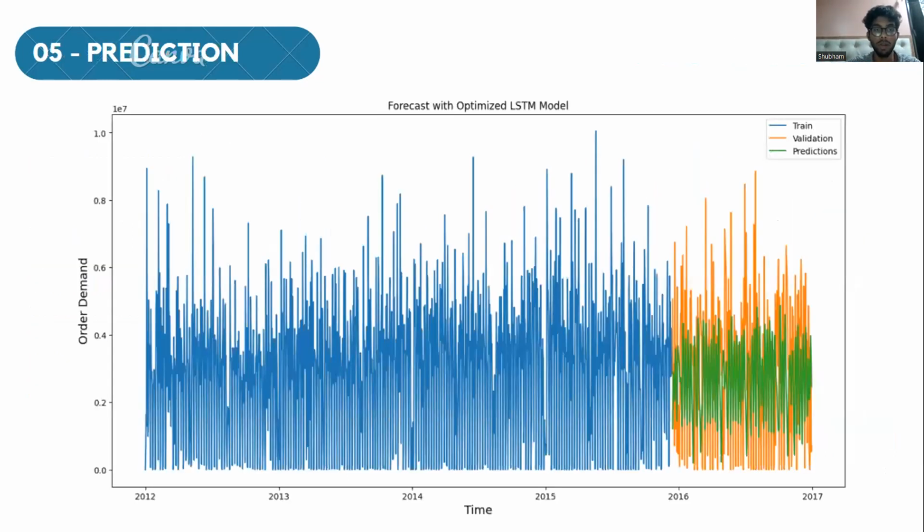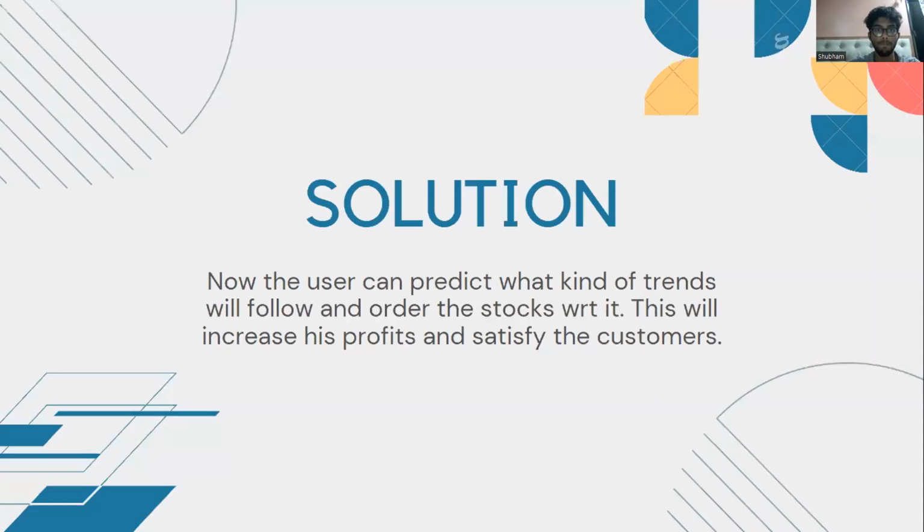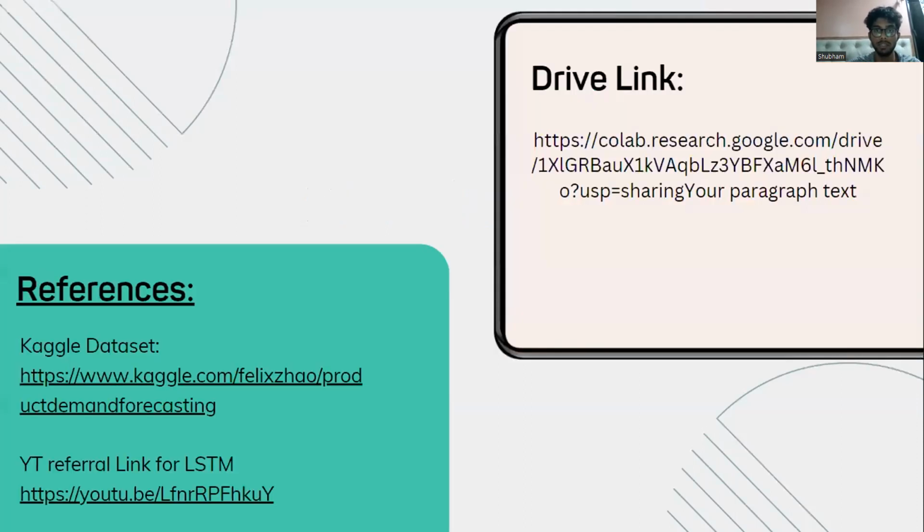After training the model, we will be predicting. For training we have used 2011 to 2016, which is given by blue lines. So that is used for training, and 2016 to 17 is used for testing. So after that, for any value given after 2017, we can predict the supply for the particular date and what the order demand is for it using the LSTM model. The user can predict what kinds of trends will follow and order the stocks with respect to it. This will increase his profit and satisfy the customers.